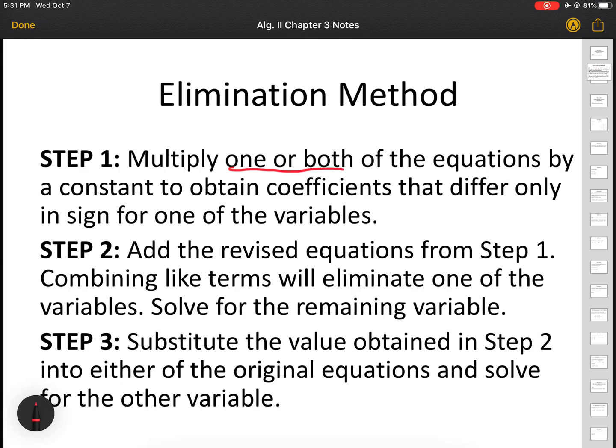In step 2, we're going to add the revised equations from step 1 and then combine like terms by eliminating one of those variables. So our goal here is to eliminate one of the variables, either x or y. And then we're going to solve for the remaining variable that's left. Then step 3 says to substitute the value obtained from step 2 into either of the original equations and solve for the other variable. So let's look at one of those.